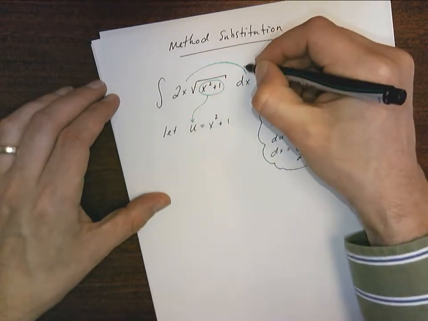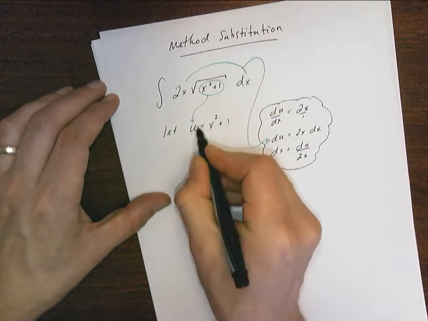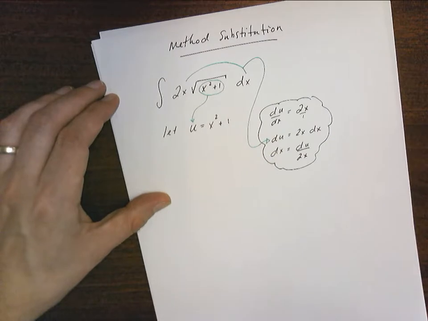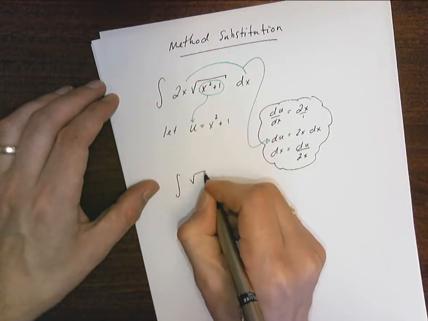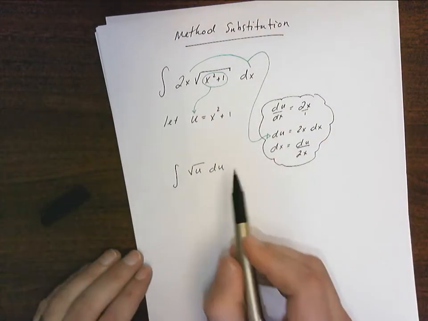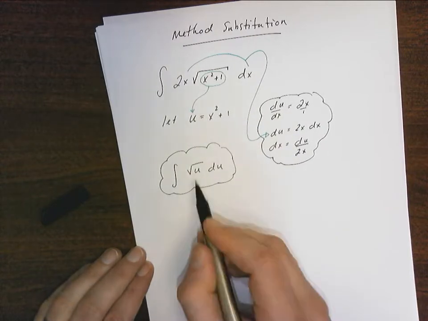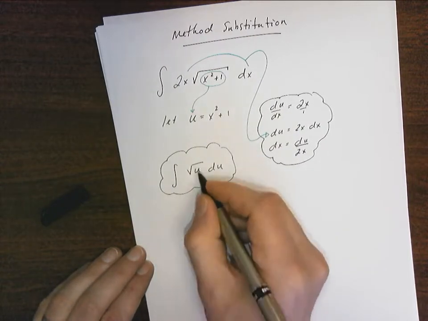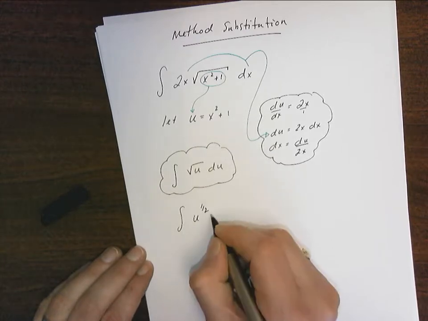So these two are going to go in for my du, and this part is going to be my u, and what I'm going to get is the integral of root u du. So I've done a substitution which created a much easier integral to do. What I do now is I just do this as I normally would. So this is simply the integral of u to the 1/2 du.